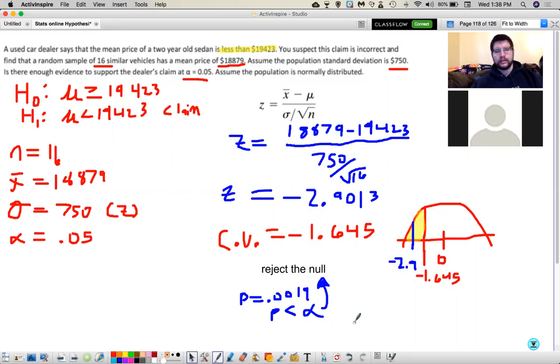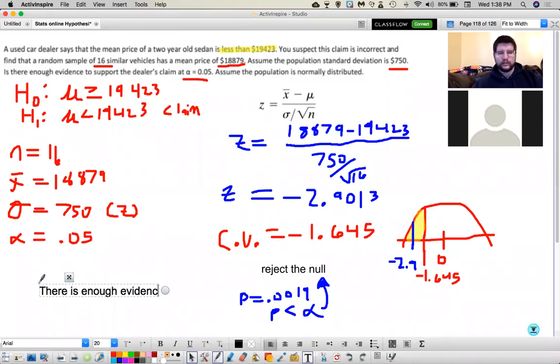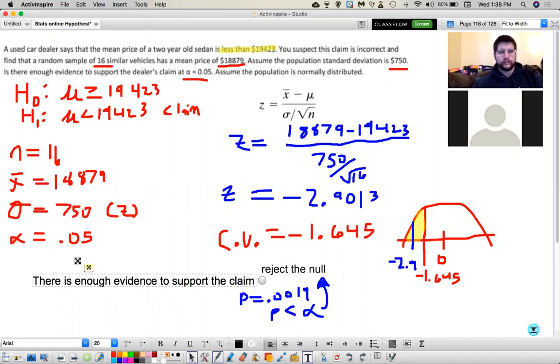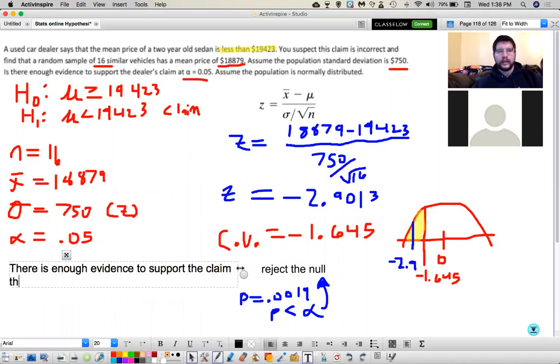Okay. So that's our initial conclusion. We're rejecting the null. Our final conclusion will be the same as the previous problem. There is enough evidence to support the claim. And then whatever the claim is. That the mean price of a 2-year-old sedan is less than 19,423.